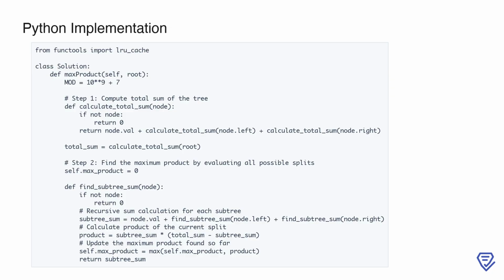Once we have the total sum of the tree, we initialize a class variable, self.max_product, to track the maximum product we encounter as we evaluate different ways to split the tree. Next, we define another helper function, find_subtree_sum, which is responsible for exploring all possible splits and calculating their corresponding products.